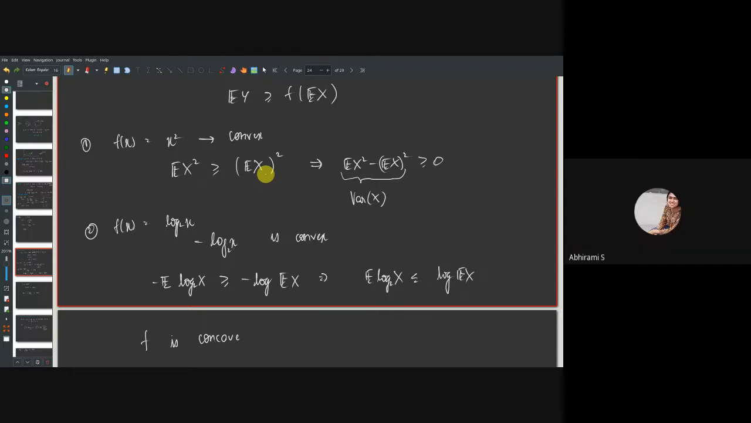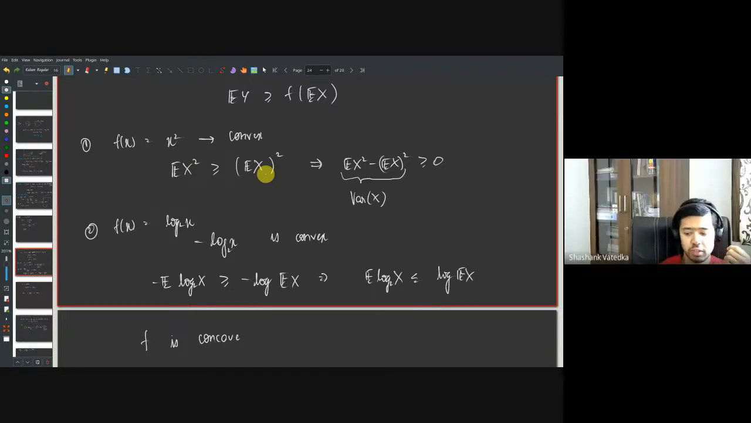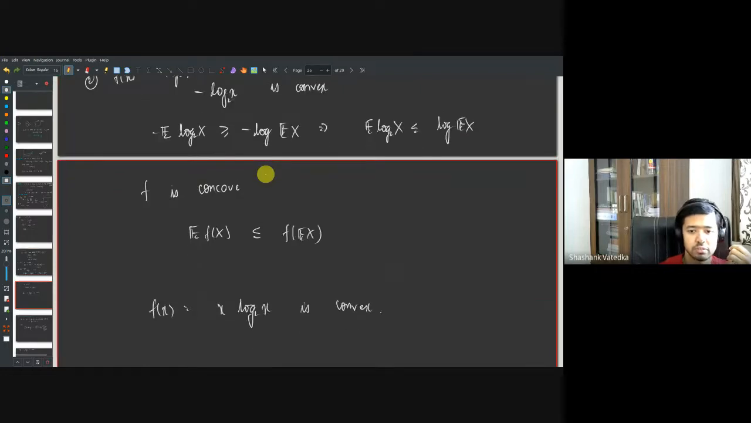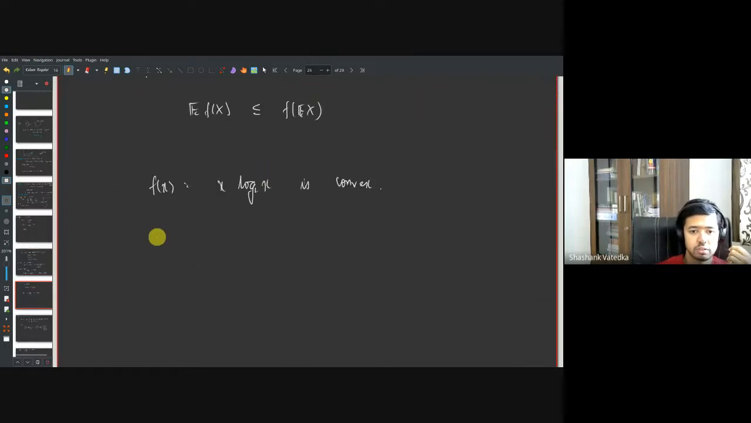Okay, sir. So I'm just asking. I don't know if it's correct to ask like this, but if we take minus of x, it should be concave. So you take minus x square, which is concave. So let's take f of x equal to minus x square. We know that this is concave.